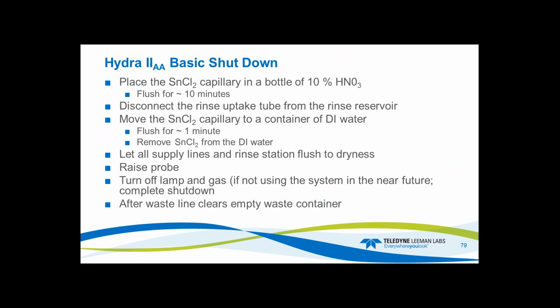Basic shutdown. Place the stannous chloride in capillary into 10% nitric acid. You want to flush for about 10 minutes. This will keep things from precipitating out in the lines in the GLS. Disconnect the rinse uptake tube from the reservoir. Move the stannous chloride to DI water. Flush for 1 minute. Remove the stannous from the DI water. Let the supply lines flush to dryness.